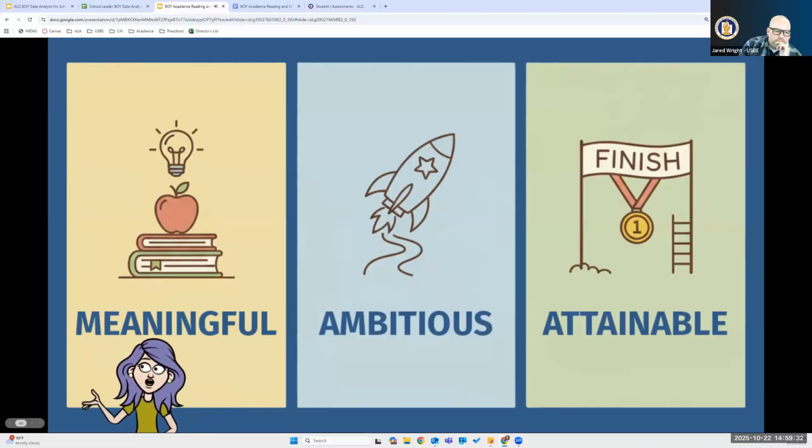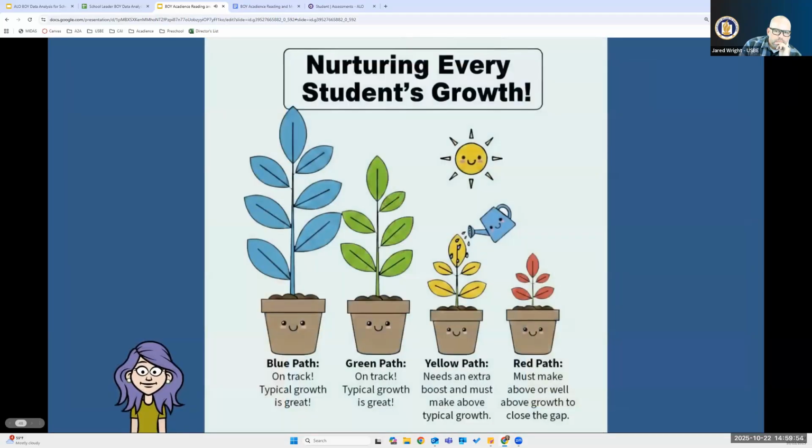A meaningful goal is one that elevates a student to a higher benchmark status. For example, moving from yellow to green. An ambitious goal is one that aims for a faster, above typical rate of growth. And attainable? Well, that just means we know the goal is possible with high-quality, evidence-based instruction. This is where our instructional strategy becomes key, as our approach will differ based on student needs.